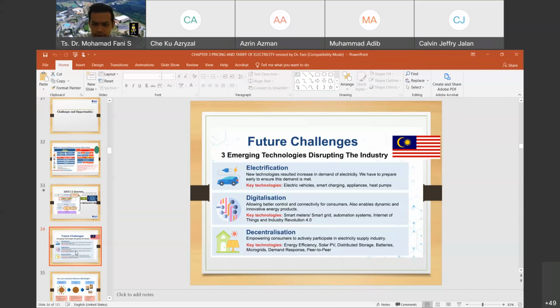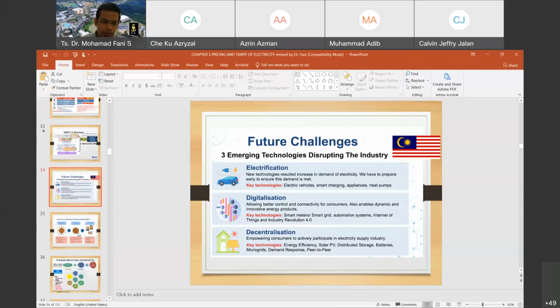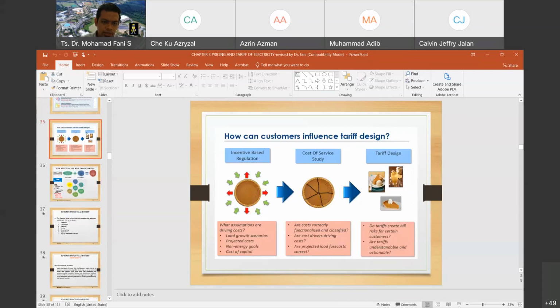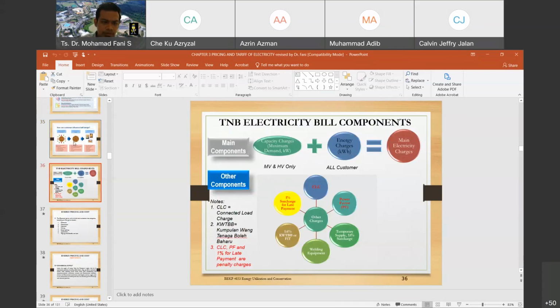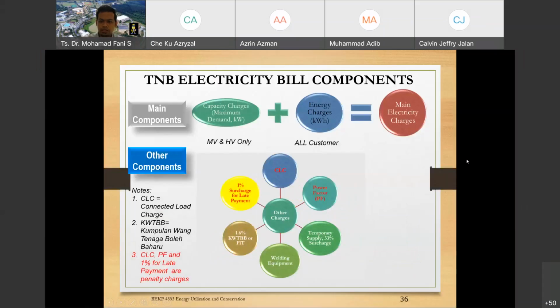So we still refer to the base tariff of 39.54 sen. The base tariff doesn't change anymore, but the difference is in the tariff related to the ICPT.